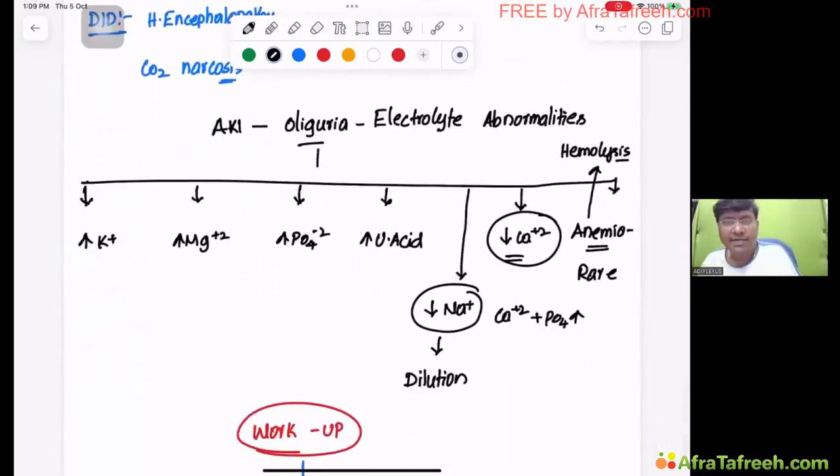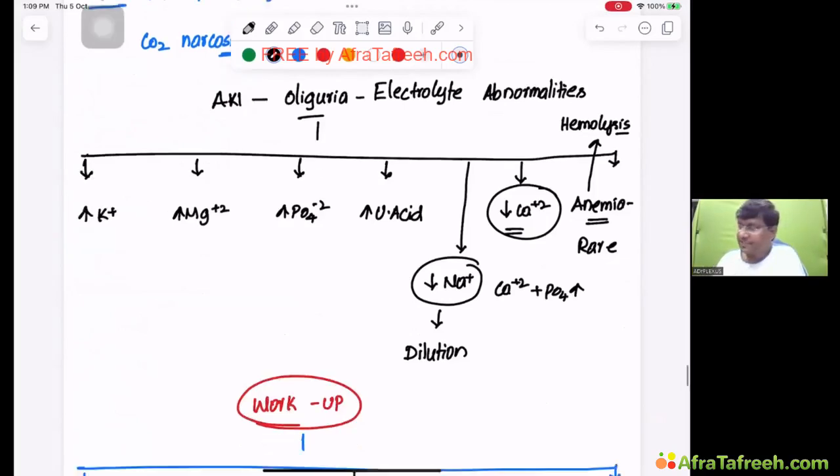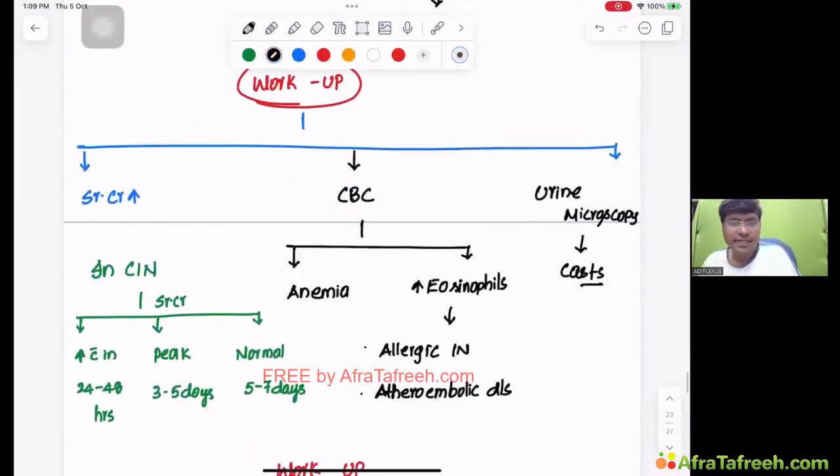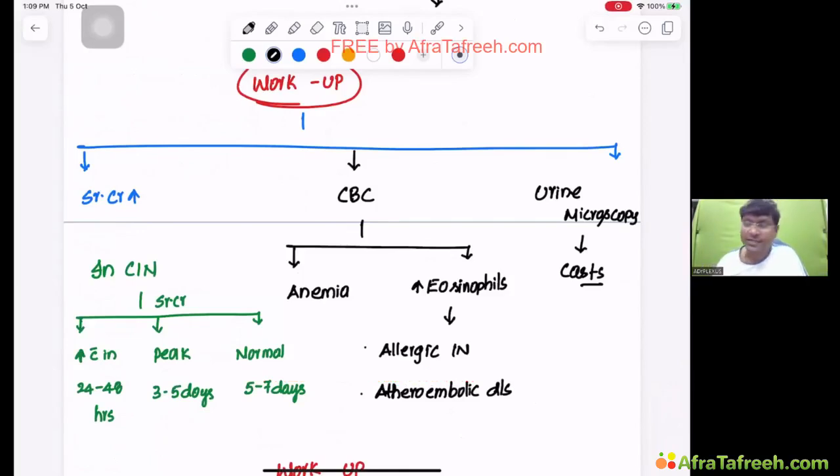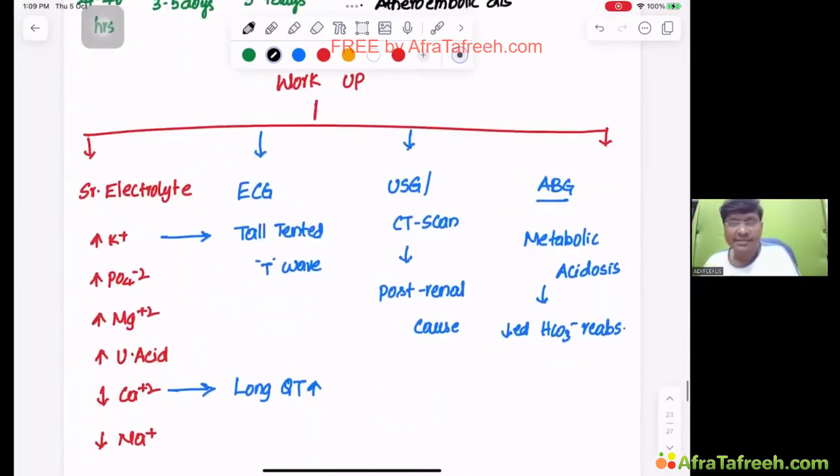And electrolyte abnormalities because of your oliguria: hyperkalemia, hypermagnesemia, hyperphosphatemia, increase in uric acid levels, hyponatremia, hypocalcemia, as well as anemia. And if you take the workup, the serum creatinine levels are elevated, and particularly in case of contrast-induced nephropathy, you have a peculiar pattern there. Complete blood picture can show anemia or eosinophilia. Eosinophilia will be there in allergic interstitial nephritis and atheroembolic diseases. Urine microscopic examination is done mainly for estimating the casts.